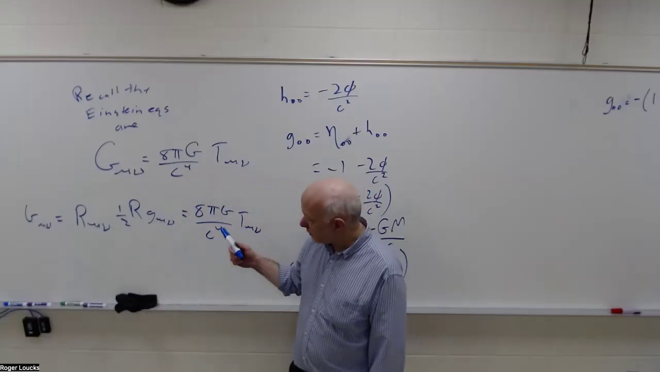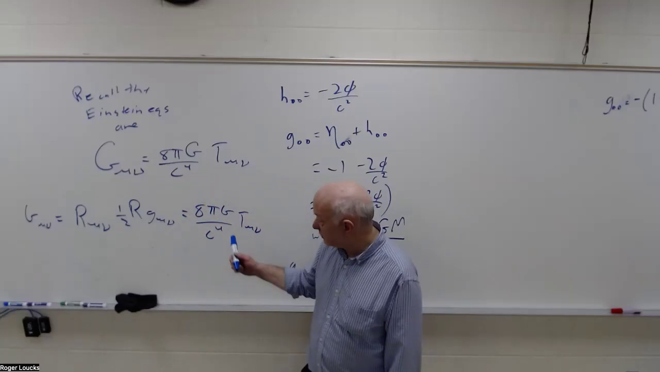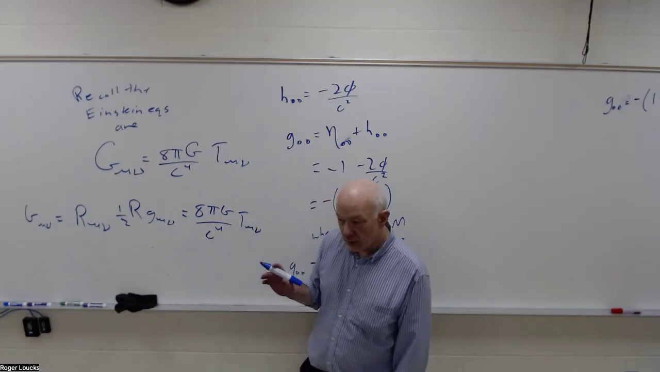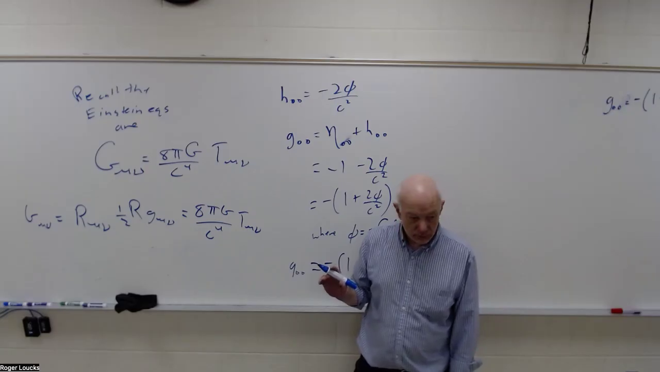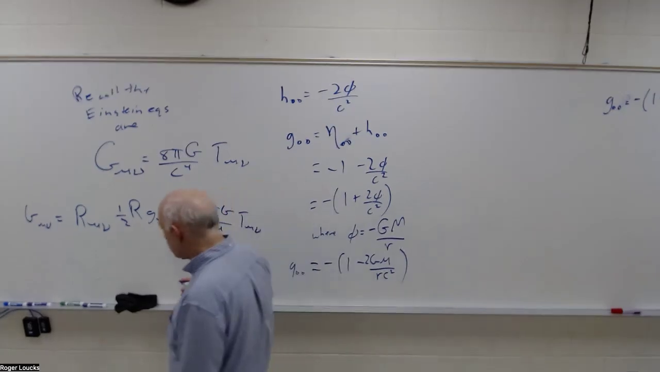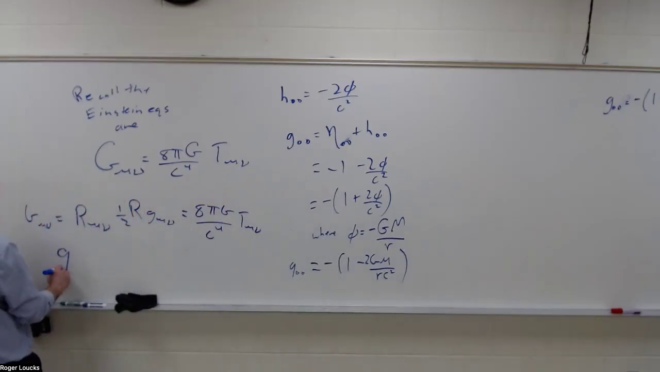Now, this capital R we could write in terms of the Ricci tensor. What did we do? We multiplied both sides by g, little g, upper mu nu. So we did this.